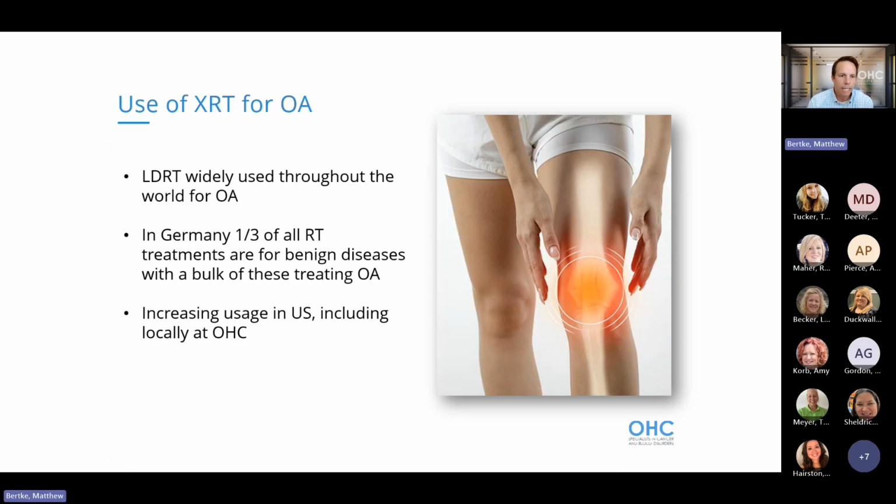Radiation has actually been very commonly used throughout the world for osteoarthritis for some time. In Germany, in fact, about a third of all radiation treatments delivered are for benign indications like osteoarthritis. In the US, there's been increasing utilization, especially in recent years, as there's been more data published and more interest nationally as well as locally here at OHC.